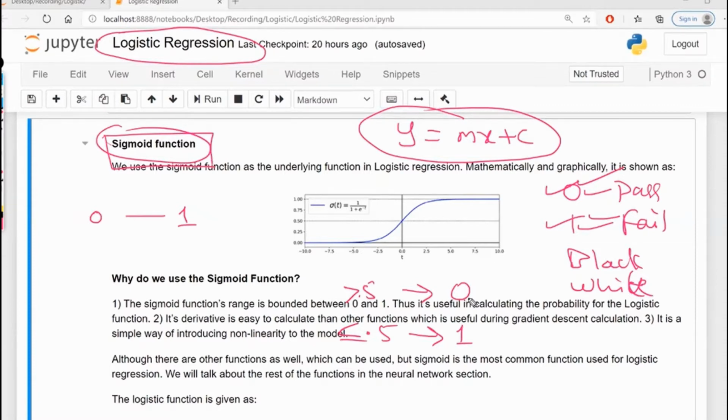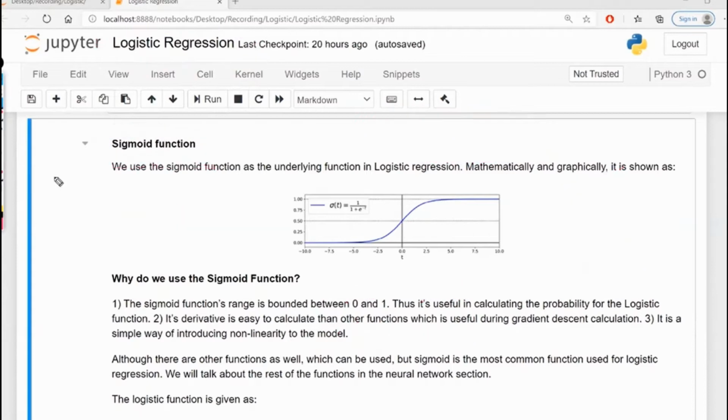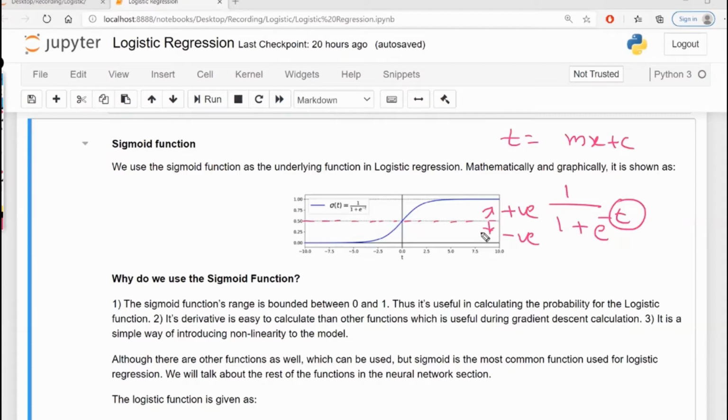Let's try to understand this sigmoid function. If I want to write the sigmoid function, it's simply 1 divided by 1 plus e raised to the power t. And what is this t? t is nothing but our mx + c. As you can see here, this is how it is able to divide the data. Any data above this is going to be a plus, and any data below this is going to be a negative. Now you can ask me how I will be able to divide this data.